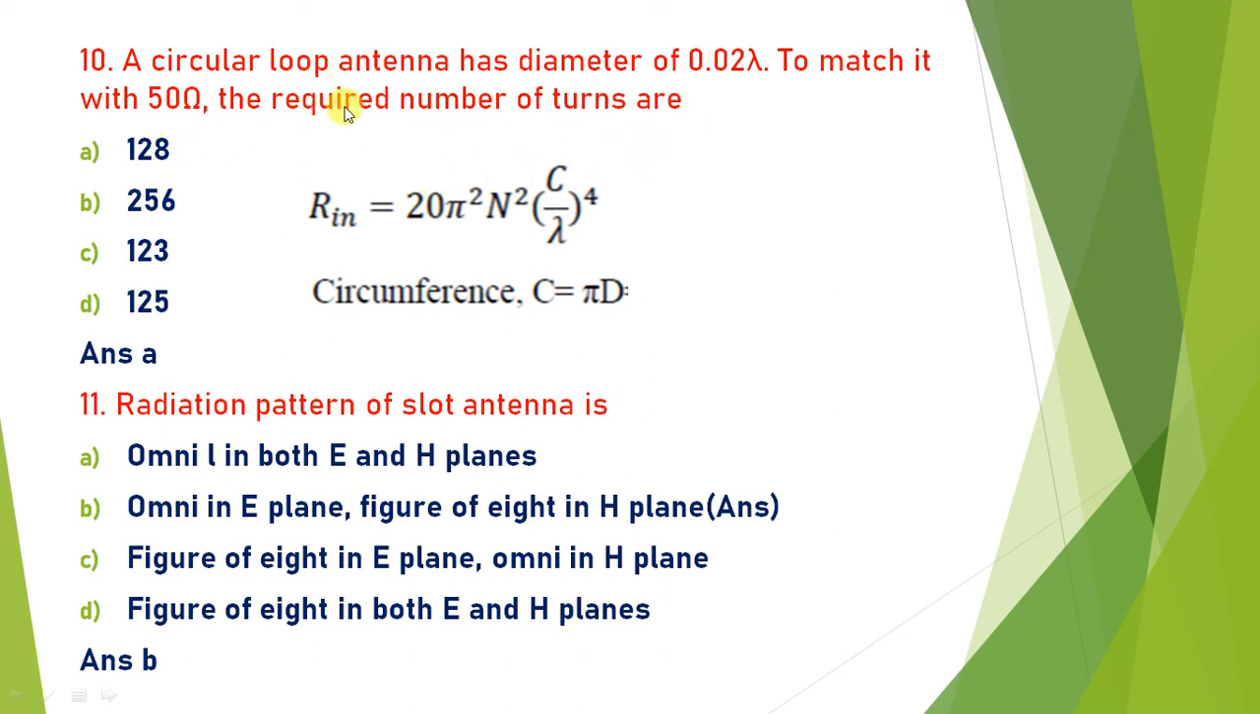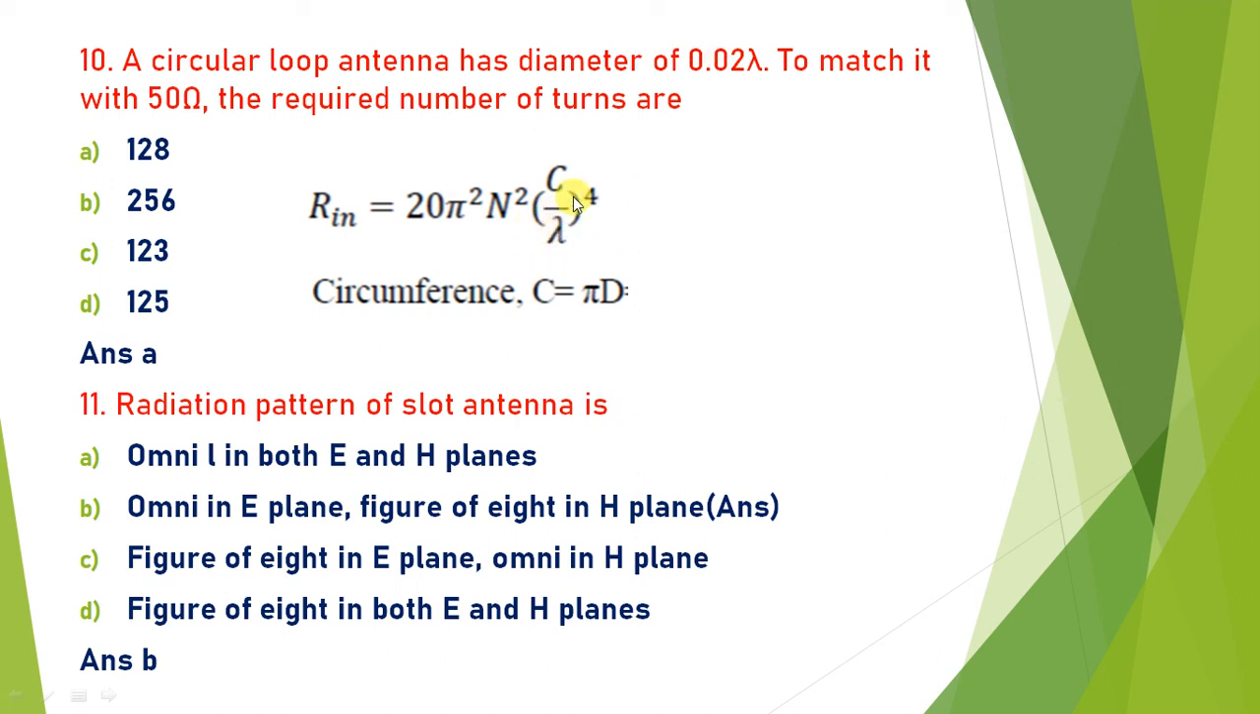Okay, so for a loop antenna, the input impedance equation is Rin equal to 20 pi square n square (C by lambda) raised to 4, which we have already discussed in one or two MCQs. The input impedance is given as 50 ohm, and you have to find n. C is equal to pi multiplied by D, the circumference. Pi is 3.14, and the diameter D is given as 0.02 lambda. Here the frequency is not given.